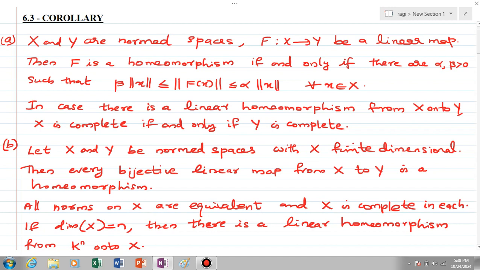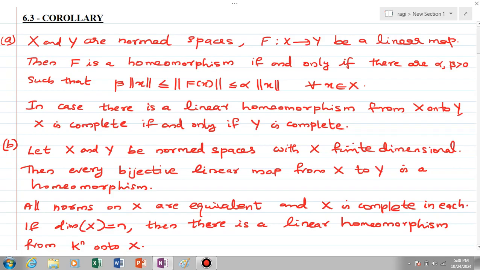Welcome all. Now we are going to discuss Corollary 6.3. It has two statements, and the first one is: let X and Y be normed spaces, F from X to Y be a linear map, then F is a homeomorphism if and only if there are constants alpha and beta positive such that beta times norm x is less than or equal to norm F of x, which is less than or equal to alpha times norm x, for every x element of X.